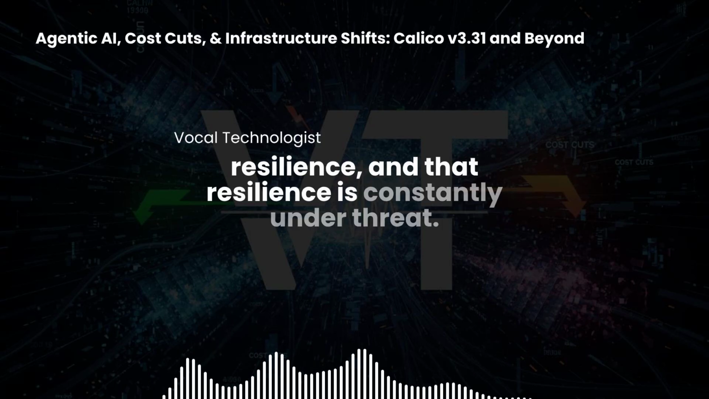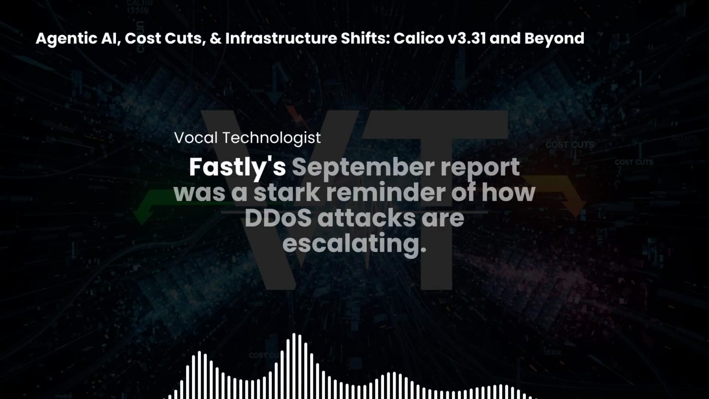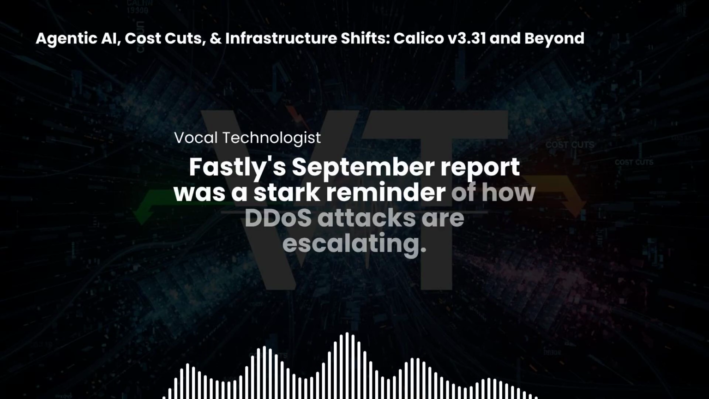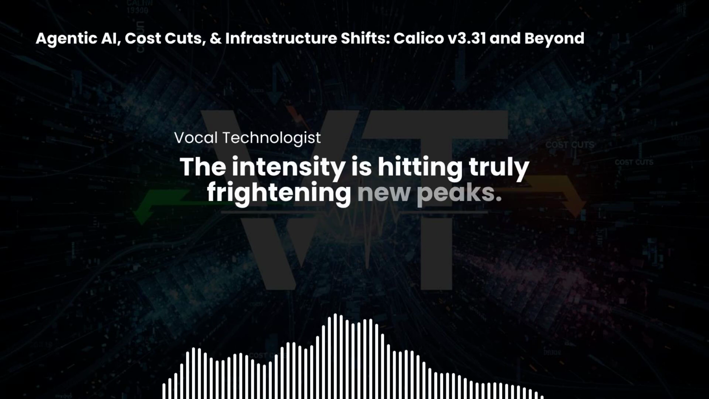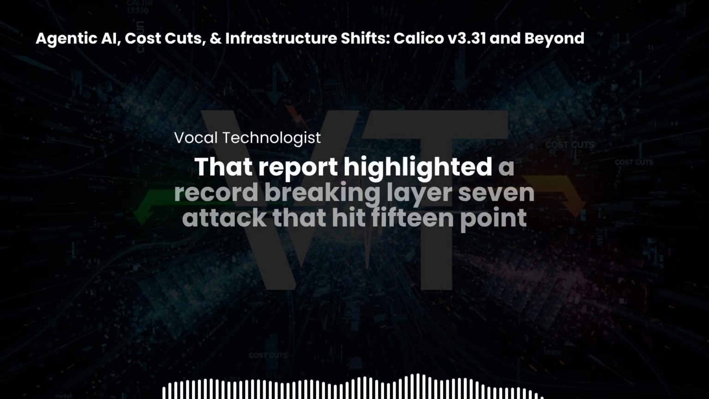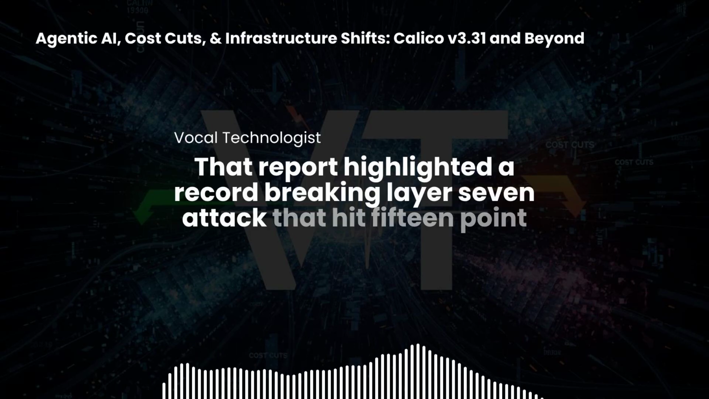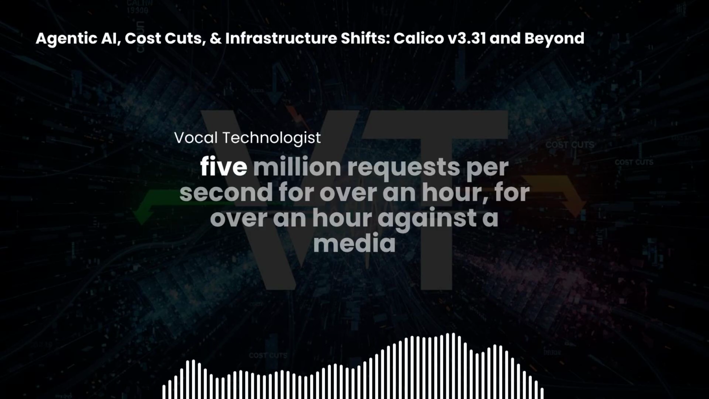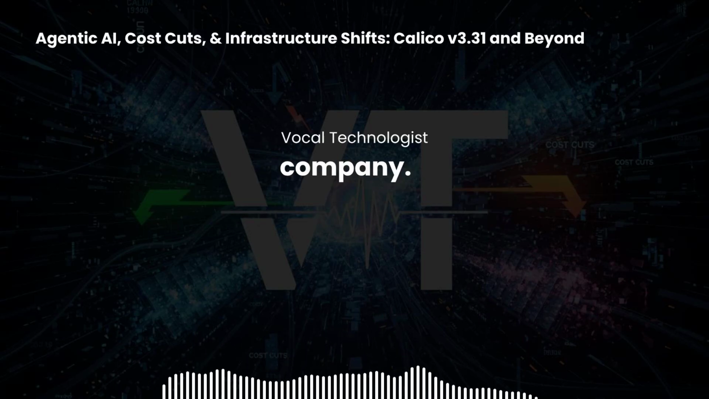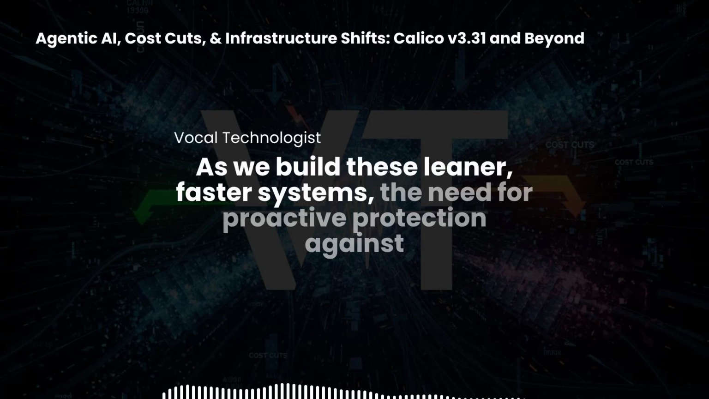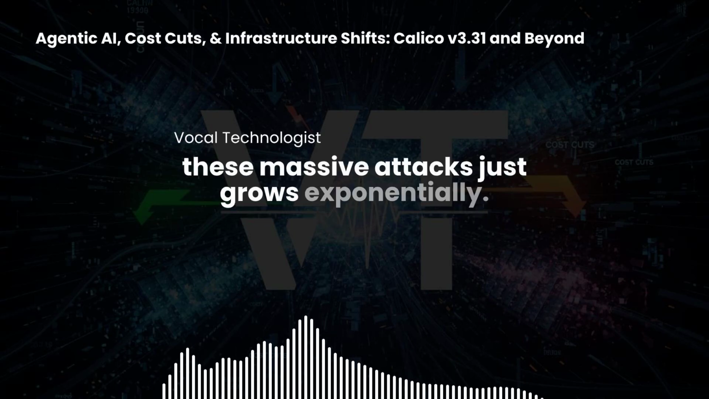And that resilience is constantly under threat. Fastly's September report was a stark reminder of how DDoS attacks are escalating. The intensity is hitting truly frightening new peaks. That report highlighted a record-breaking Layer 7 attack that hit 15.5 million requests per second. For over an hour. For over an hour against a media company. As we build these leaner, faster systems, the need for proactive protection against these massive attacks just grows exponentially.